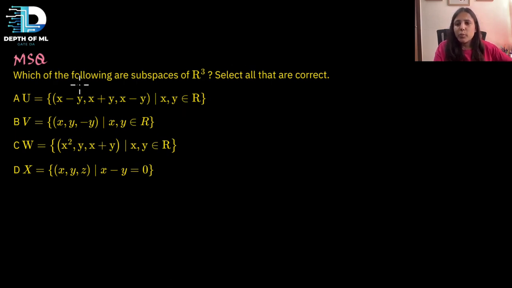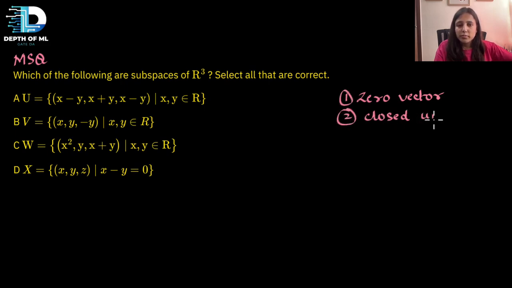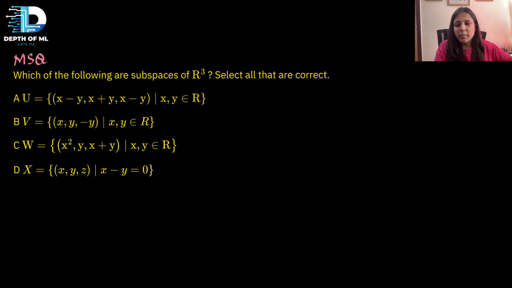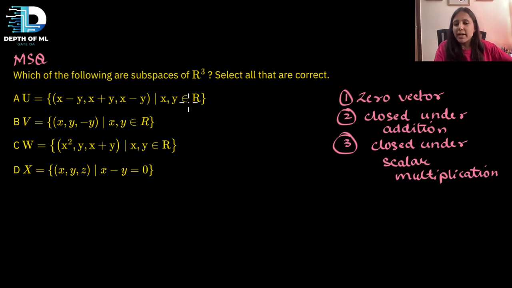So let's start with U. And we have to do the same thing. We'll check three things: whether the zero vector is there or not. Then the other thing that we have to check is closed under addition. And the third and final thing that we'll have to check is closed under scalar multiplication. With these three things, we'll be able to find whether these are valid subspaces or not.